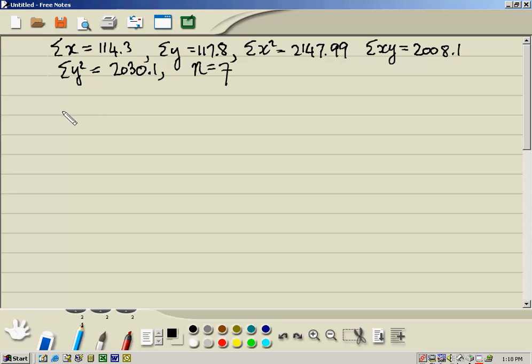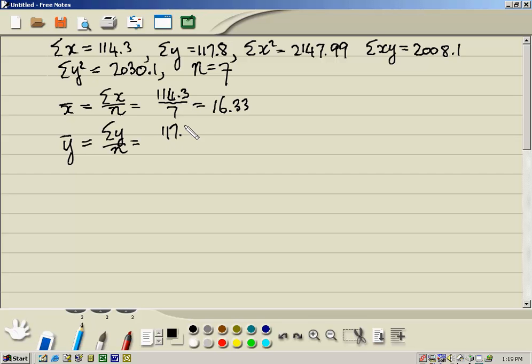Our calculations will start with x bar, the average x, which is sigma x divided by n: 114.3 divided by 7 equals 16.33. Next, y bar, the average y, is sigma y divided by n: 117.8 divided by the n of 7 again, and that's 16.83.